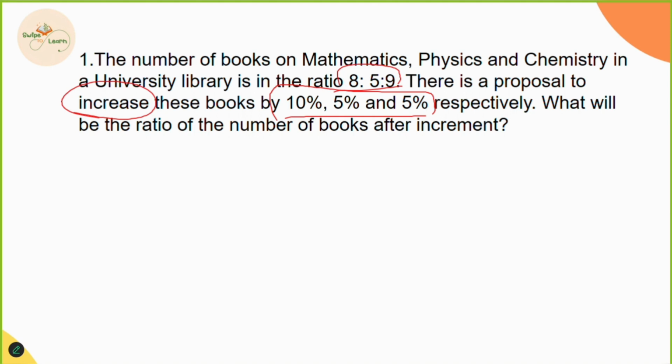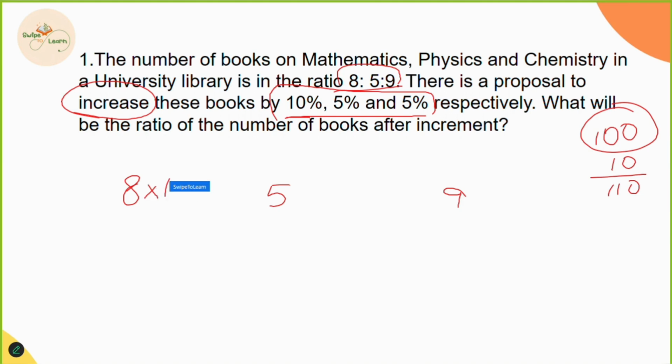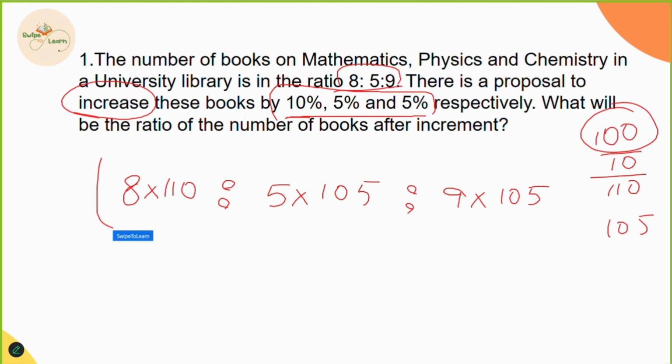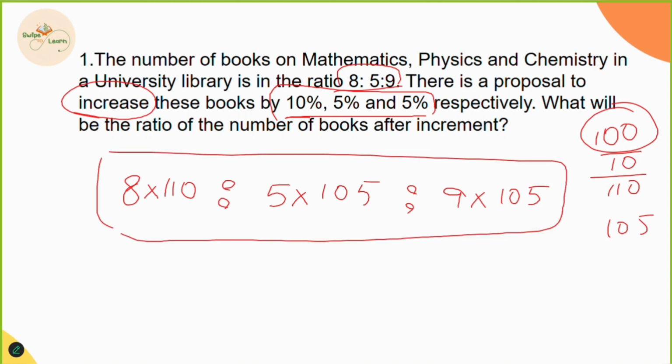It's a simple thing. All the models of this type can be solved in only one short line. What to do is initially write down the ratio 8, 5 and 9. Generally a percentage is about 100, so we calculate from 100 only. It said 10% increase. 10% of 100 becomes 110. So what we do is 8 into 110 is to 5 into 105, since 5% of 100 is 105, is to 9 into 105 again. This is the way; a single line can calculate increased percentages problems.